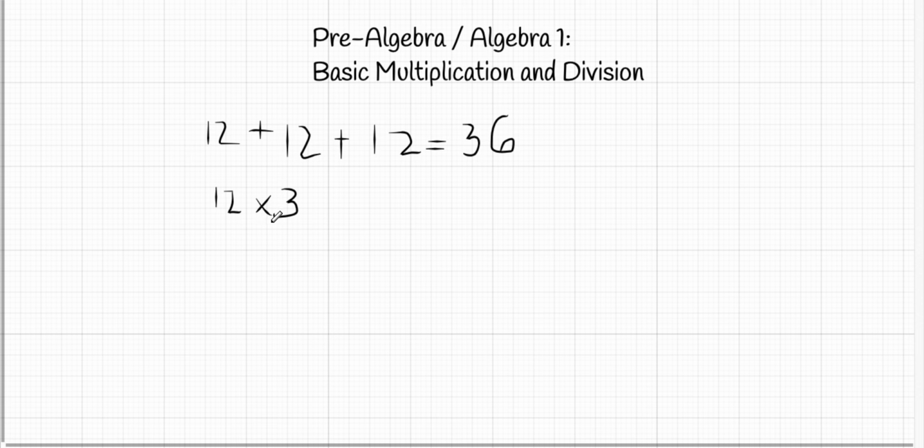Now, this symbol is called a times symbol. And the reason why is because you're multiplying it 3 times. So you're doing 12 times 3, you're adding it 3 different times. The first 12, the second 12, and the third 12. You're adding it 3 different times, which is why it's called the times symbol. Now this is still equal to 36.